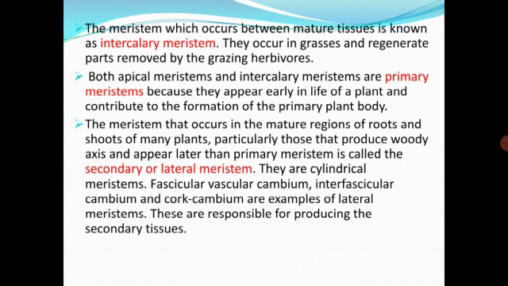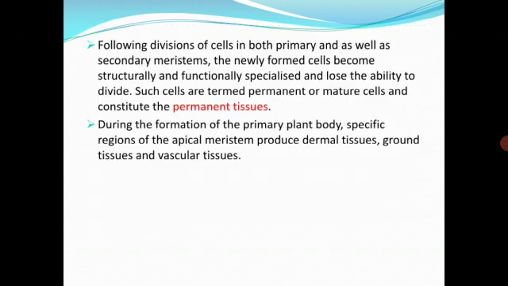So these were the classifications of meristems. We can classify meristems based on origin into three types: promeristem, primary meristem, and secondary meristem. Whereas the classification of meristem based on position can again be into three types: apical meristem, intercalary meristem, and lateral meristem.